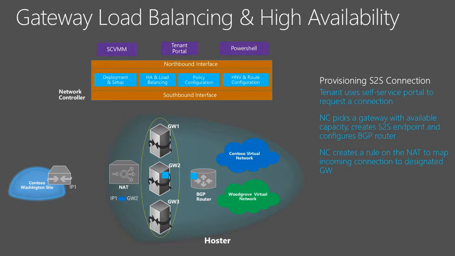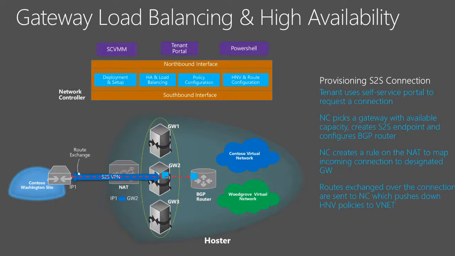Since we are exposing a single public IP for this entire cluster of gateways, we have put the entire thing behind a NAT. So as part of the orchestration, the network controller also configures a NAT. It basically says that any traffic or connection request coming from this particular tenant should be mapped to gateway number 2, because that's the gateway that has been allotted for that connection.